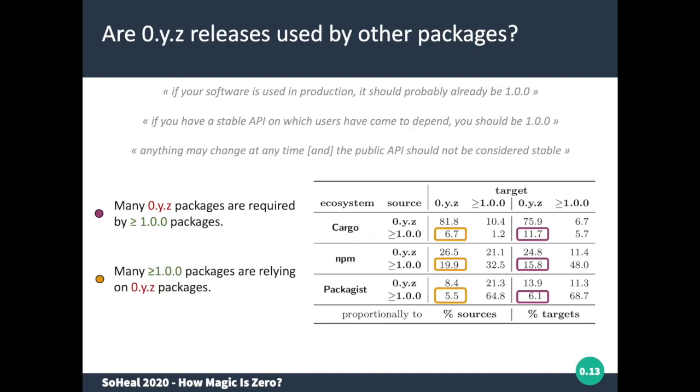We also studied it from the point of view of the source packages. So how many packages that are within the 1 version range or higher are still relying on packages within the 0 version range? It ranges between about 6% to 20%. So this is still a considerable number. So it's rather frequent that packages with a version 1 or higher are relying on packages with a version 0.